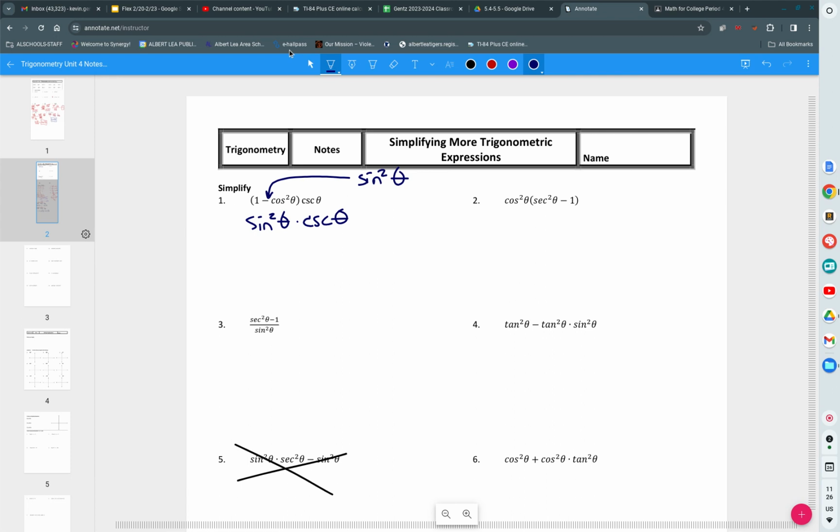Now I'm going to do just what I did on Friday. I'm going to write this as sine squared of theta over 1 times, what do I write instead of cosecant? 1 over sine. And what happens? Do both of the sines cancel? Just one of them. So the denominator will cancel 1 in the numerator, and I'm left with sine of theta.